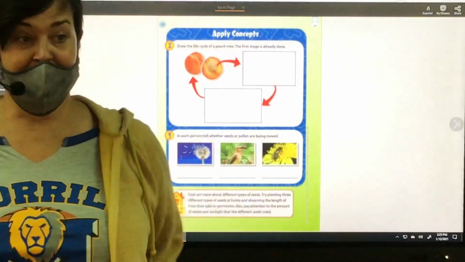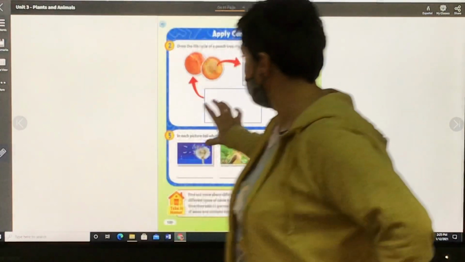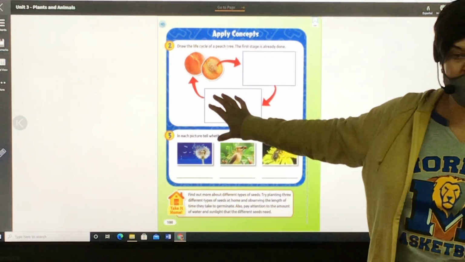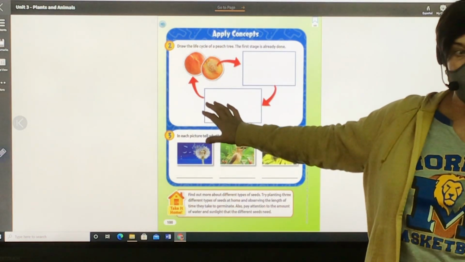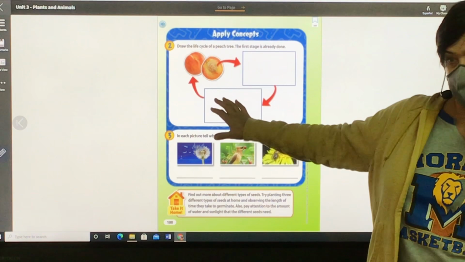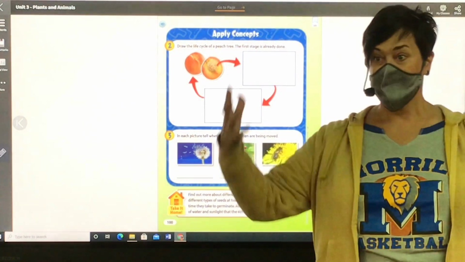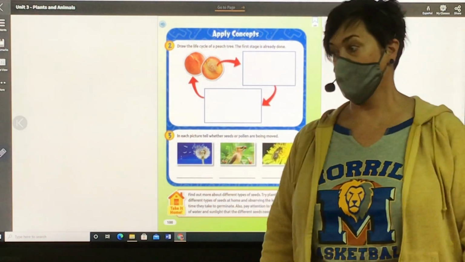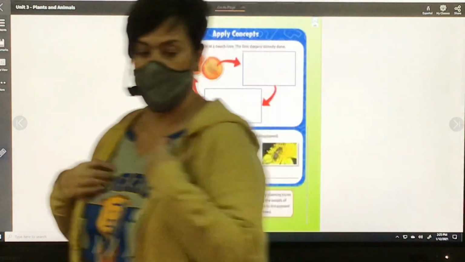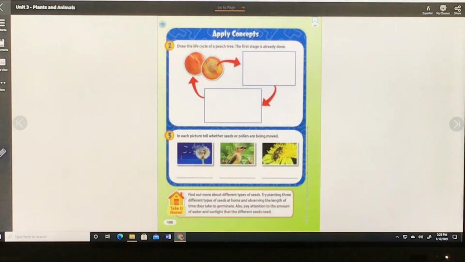After you draw your seedling, what's in this next step of this peach tree life cycle? Lucas? The actual tree, the adult tree, right? Adult. Right, go ahead and finish those two sketches. They don't have to be super detailed.